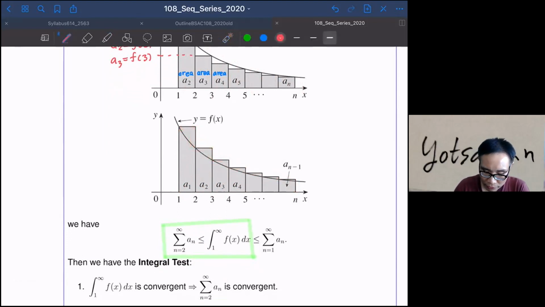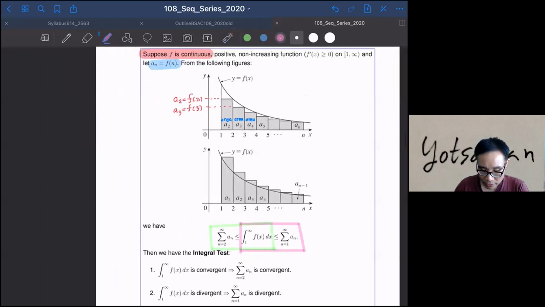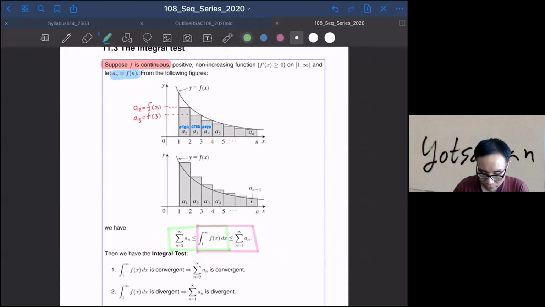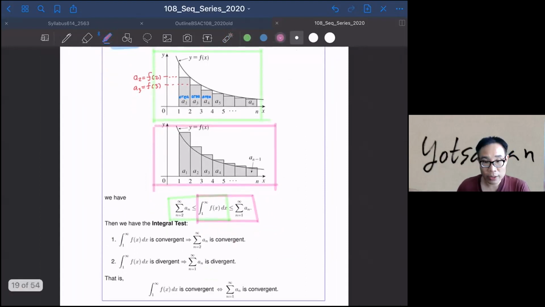So that leads us to the second inequality. It's going to be the pink one, and the pink one gives you the second inequality. The first one is the green one, and the green one gives you the first picture. The second one is the pink one, and the pink one gives you the second picture. So you get two inequalities that you can see.